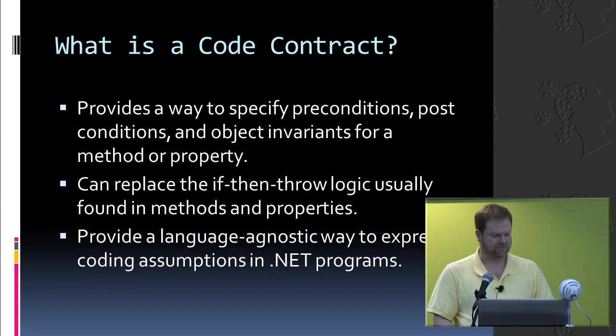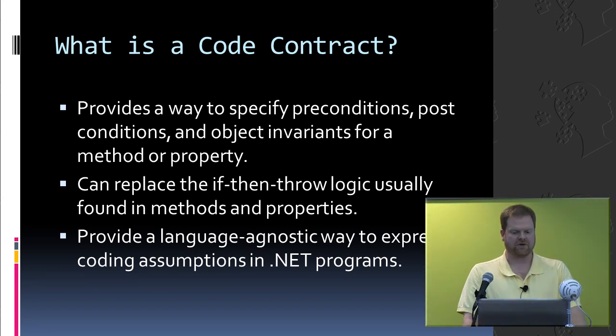So we'll start off by, what is a code contract? First of all, it provides a way to specify preconditions, postconditions, and object invariance for a method or property. And I'll cover each one of these as I go through my presentation, to make them a little more clear.